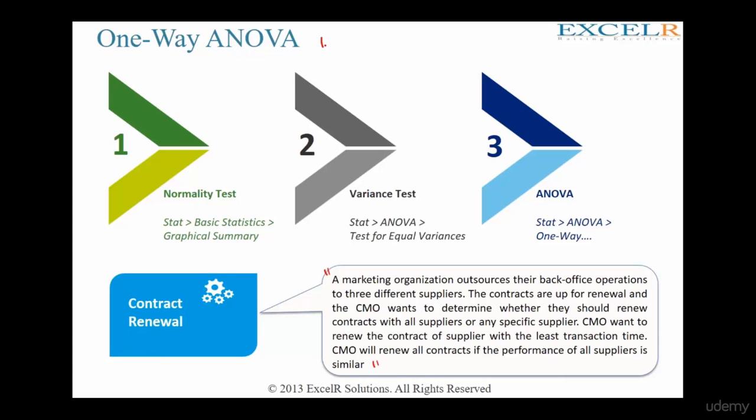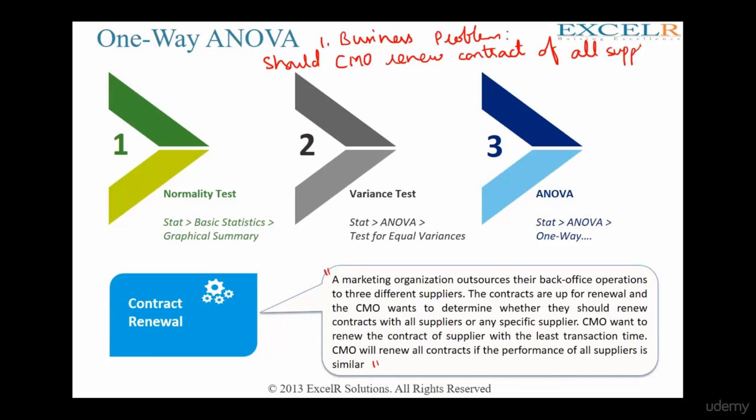Alright. So here, step 1. What is the underlying business problem? The underlying business problem here is, should the chief marketing officer renew contract of all suppliers or not? Or should he renew contract for a specific supplier? That's the business problem here.